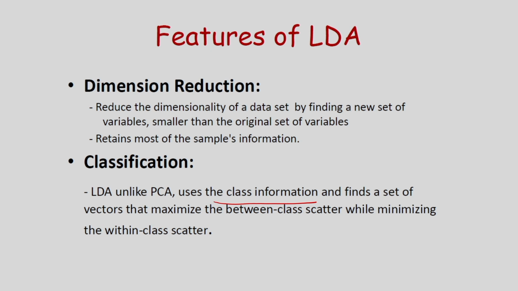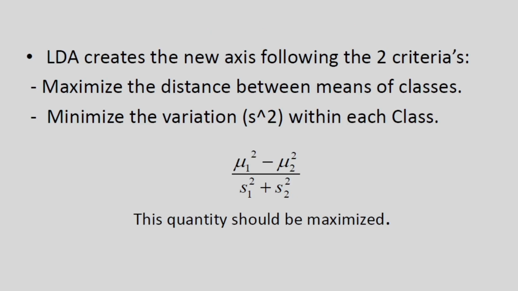So that concept I am going to explain, because in the case of linear discriminant analysis, I have the class information and I have to find a set of vectors that maximize the between class scatter and also minimize the within class scatter. So this mathematical concept I am going to explain in the case of the LDA, the linear discriminant analysis. So LDA finds the new axis based on these two criteria.